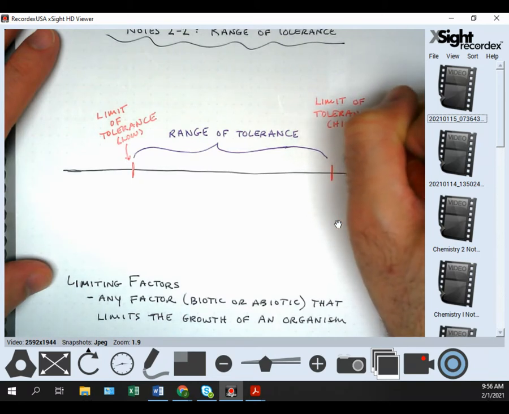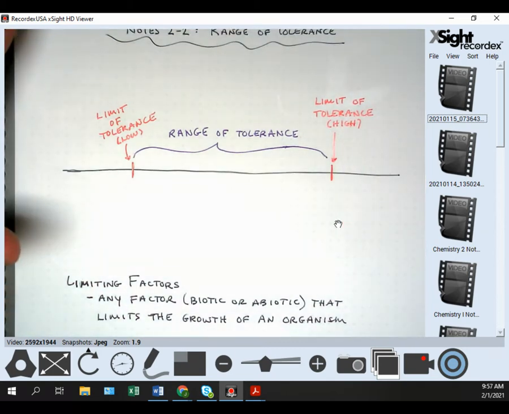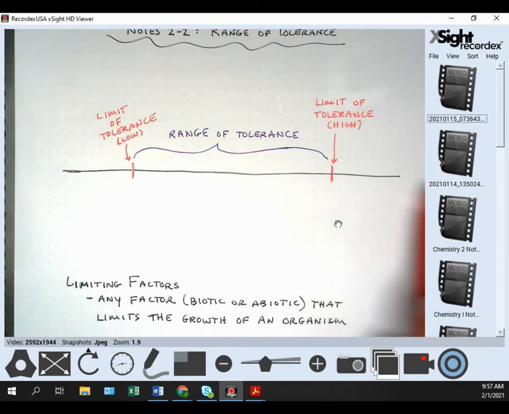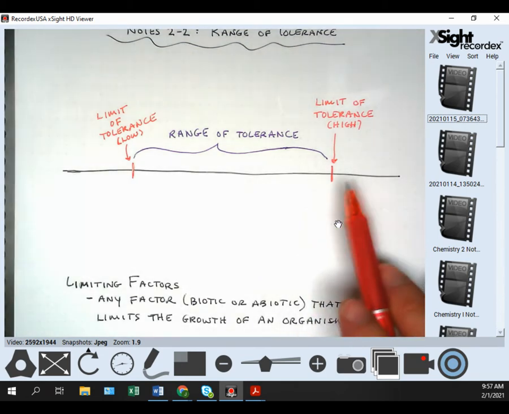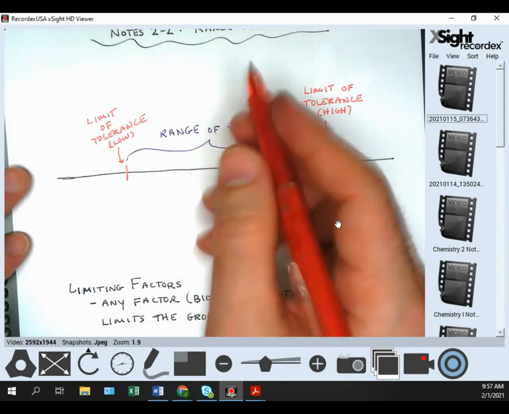So you would have a high and a low limit of tolerance. What do you think a limit of tolerance means? Or let me ask it this way. What do you think happens if the limiting factor goes above or below the range of the limit of tolerance? Sure, anything. Yeah, both ways, exactly.